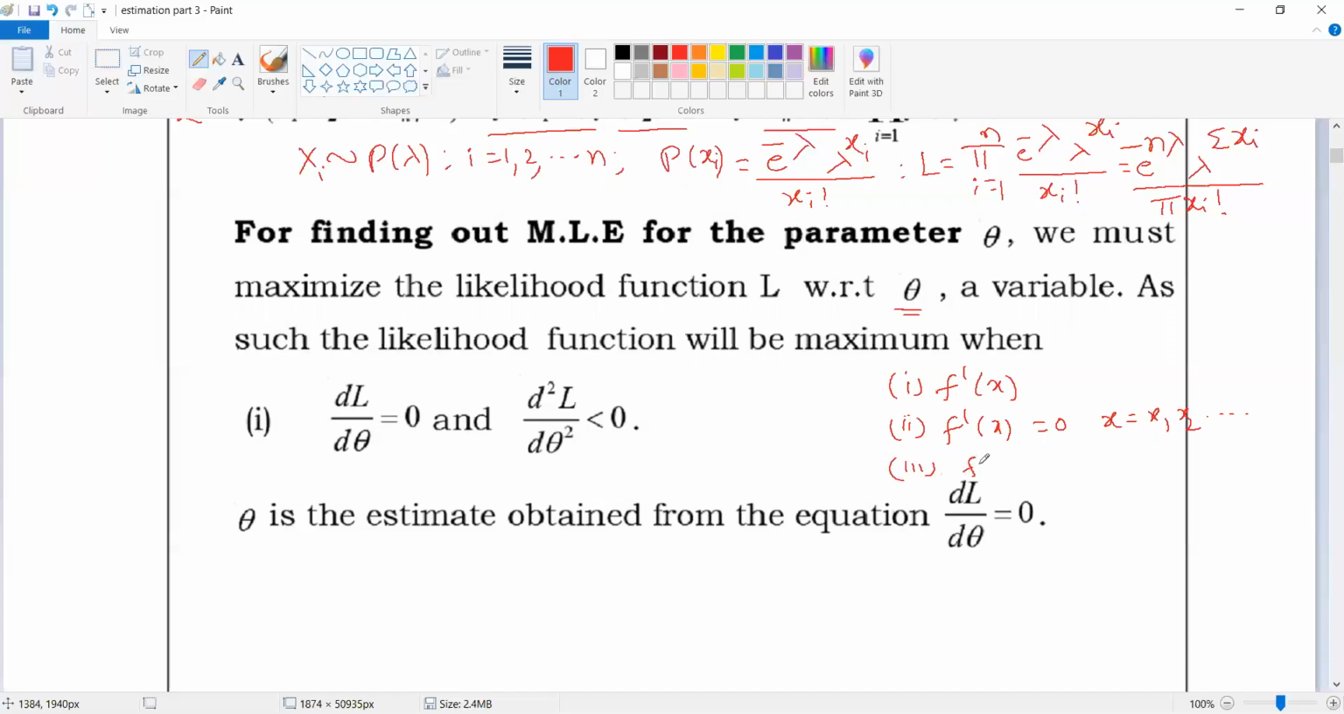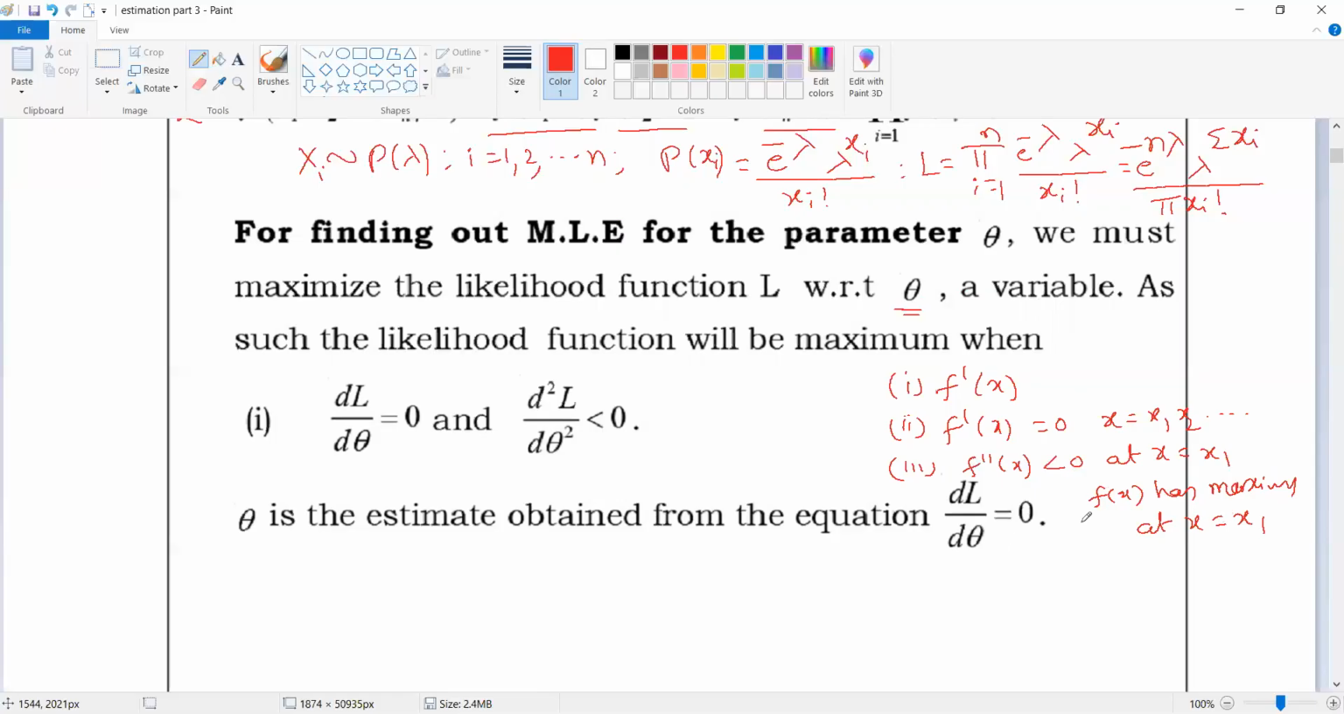Third, find f double dash x. F double dash x is less than 0 at any one point of x here. Suppose at x equal to x1, f double dash x is less than 0, then f of x has a maximum at x equal to x1. This is the procedure, the principle of maximum and minimum.